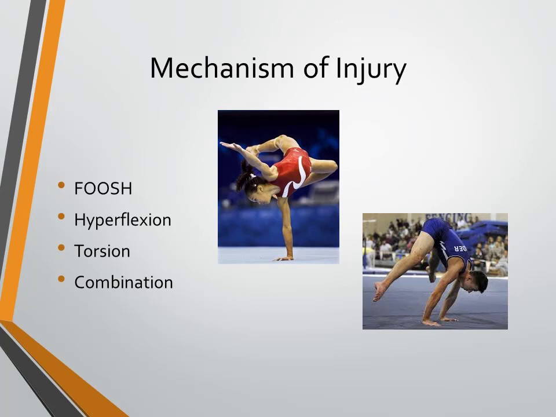The mechanism of injury can occur in many different ways. A fall is very common. Any hyperflexion movement, or torsion that occurs on the wrist, or in the case of gymnasts, you may see a combination of hyperextension, ulnar deviation, and intercarpal supination.